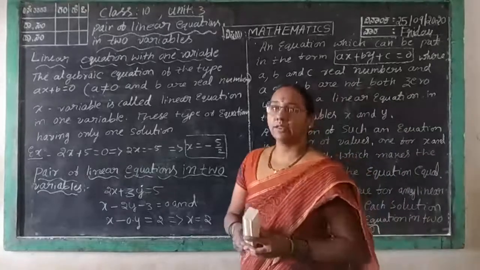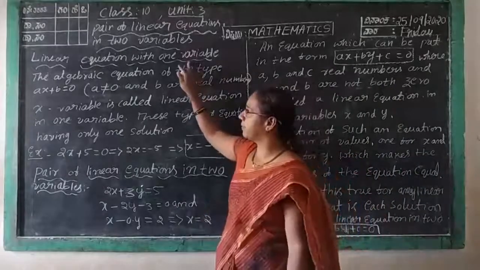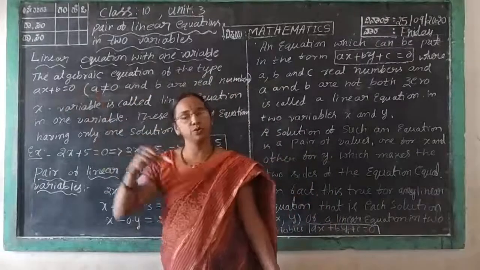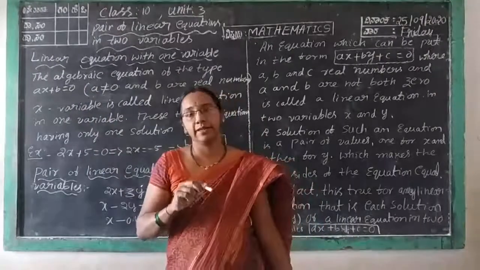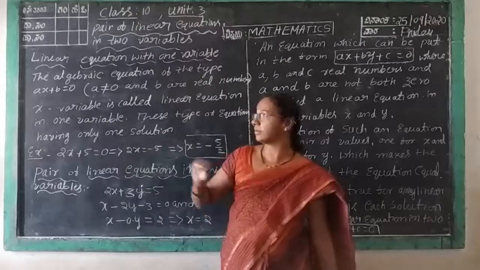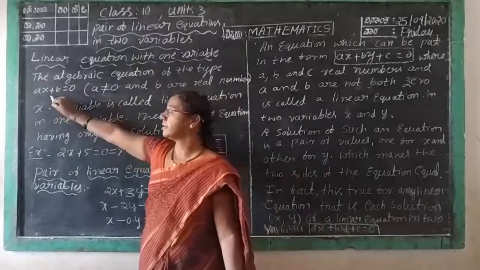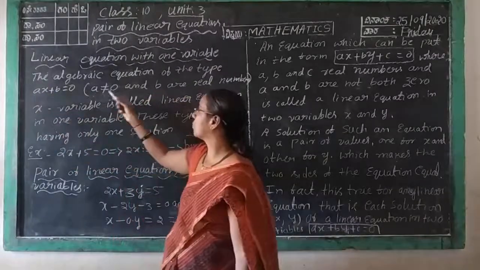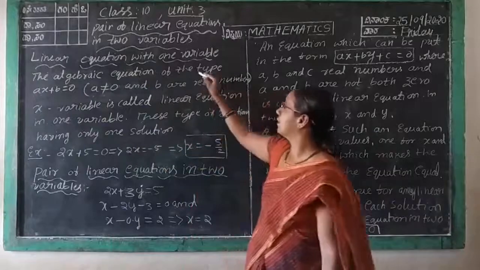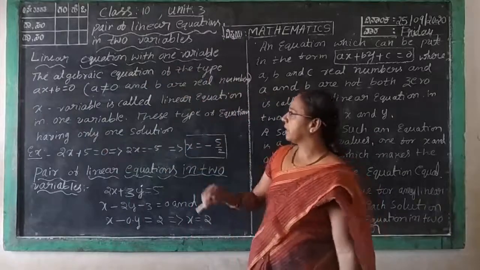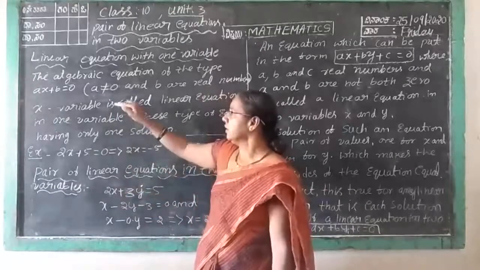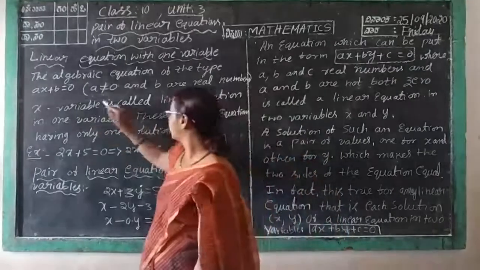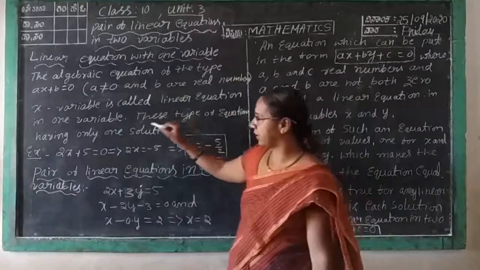In the previous class, we learned about linear equations in one variable, an algebraic equation of the type ax + b = 0. In this equation, x is the one variable, and its power is 1. It is called a linear equation in one variable, where a is not equal to 0 and b is a real number.